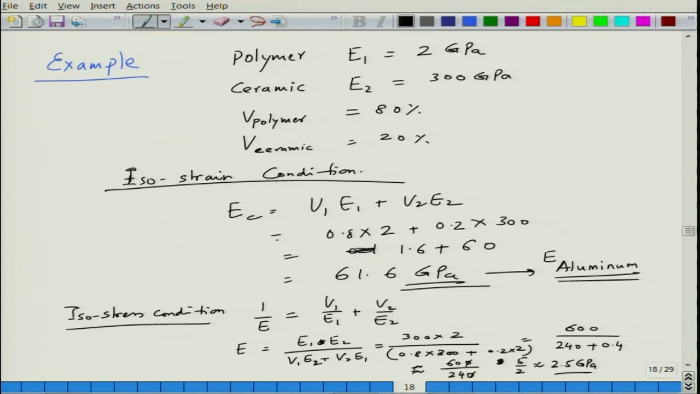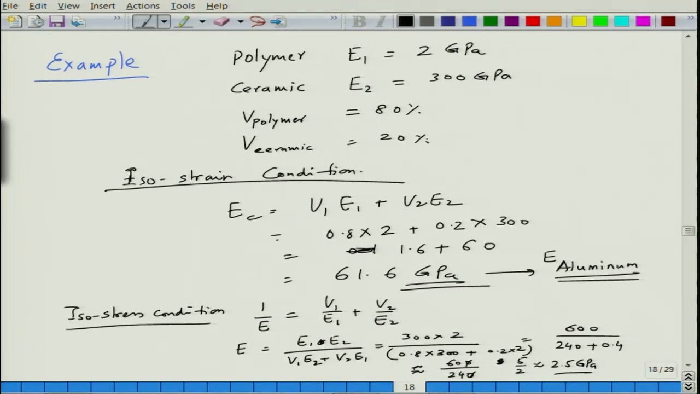So you can see that different configurations lead to different increases in the value. If you have iso-strain condition, under those conditions the increase in modulus will be substantial, whereas for iso-stress condition the increase in modulus will be marginal or moderate, depending upon the volume fraction and values of modulus. So this is how you can design composites by mixing two materials of different elastic properties and achieving a value which is higher than the lower value phase.